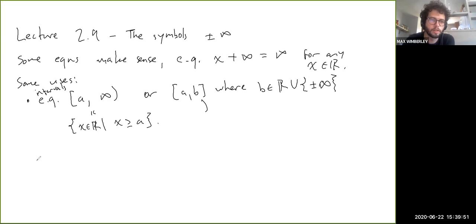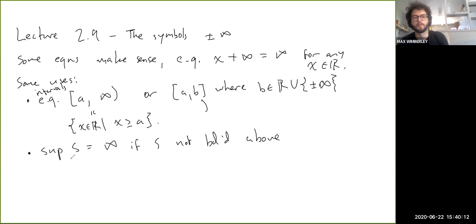So that's just shorthand. Another use would be to say that the supremum of a set S is infinity if S is not bounded above. And similarly with infima, right? The infimum of a set not bounded below would be negative infinity.